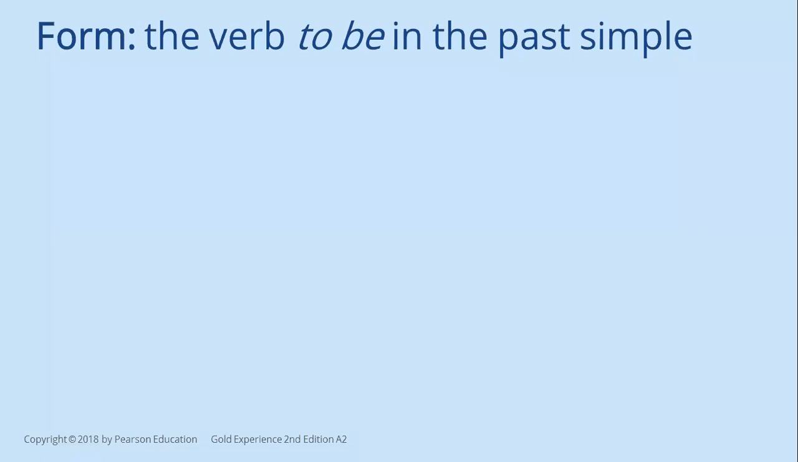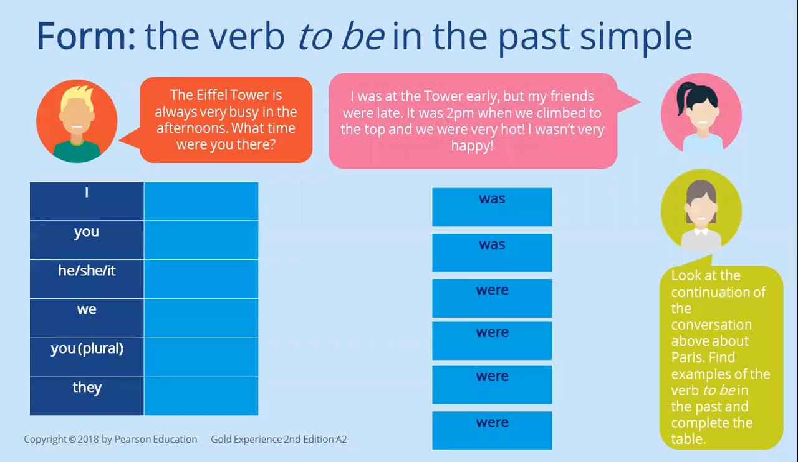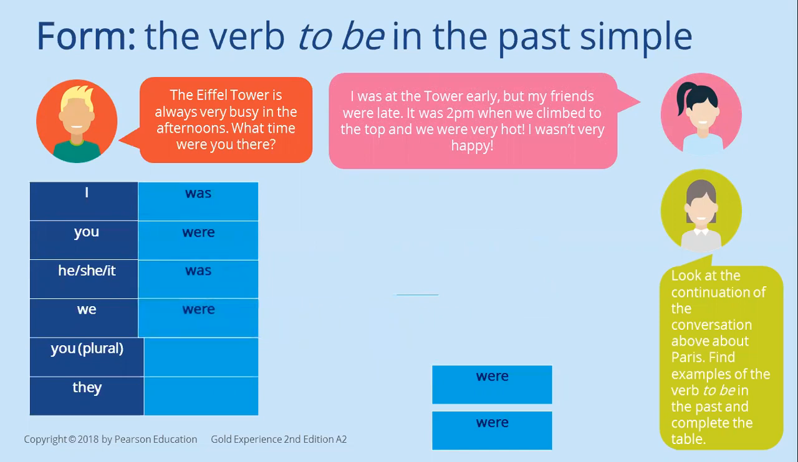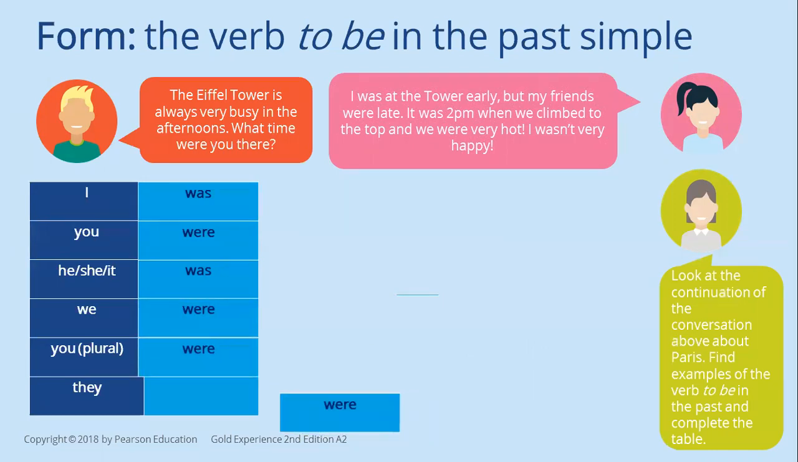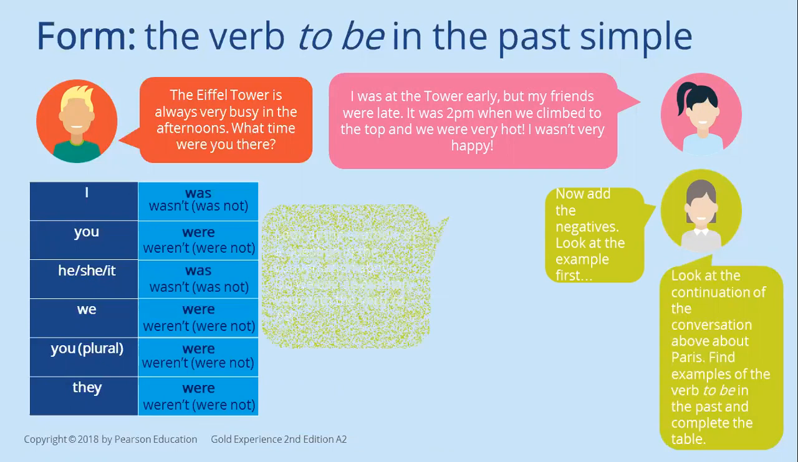Now, the verb to be in the past simple is going to be the following. I, you're going to use was. You, you're going to use were. He, she, and it, you're going to use was. We, you're going to use were. When you, in plural, you're going to use were. And finally, they, you're going to use were. In negative, it's going to be the same. You're just going to add not. Wasn't, weren't, wasn't, weren't, and weren't.